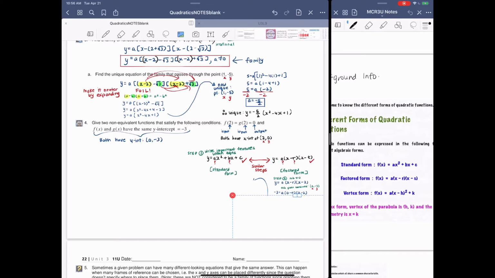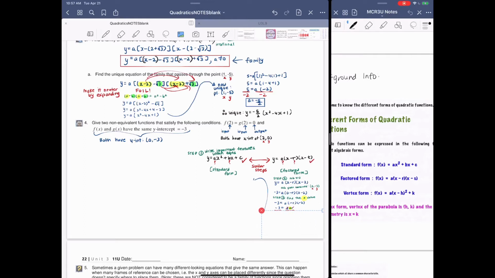I should be able to solve for a at this point. And so this is my next line. I have negative 3 equals a bracket negative r negative 2.